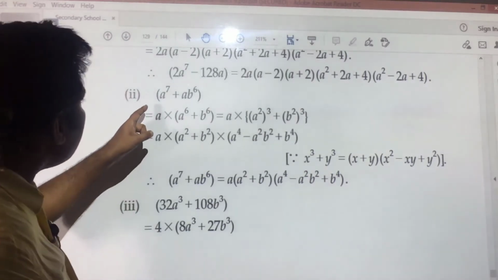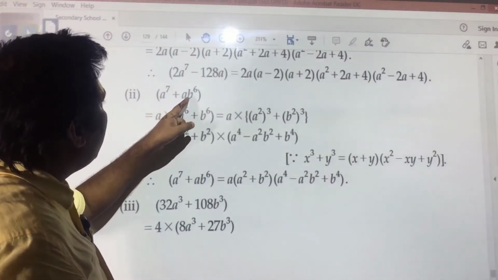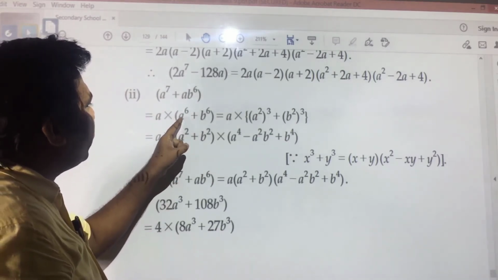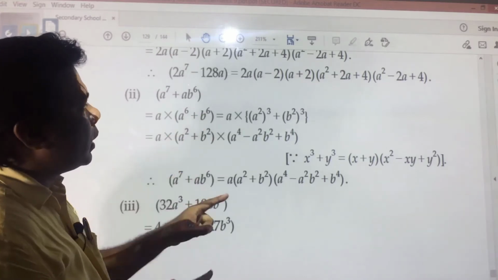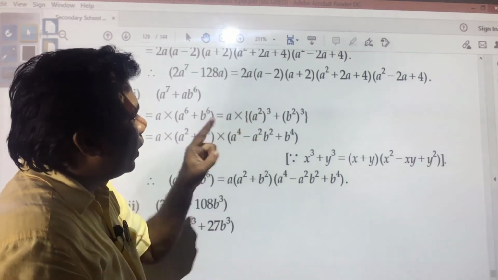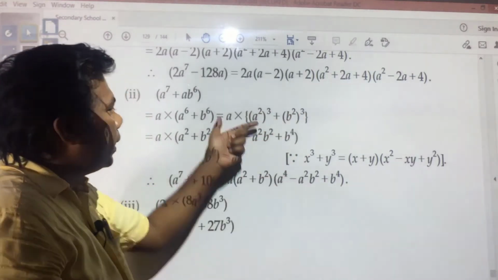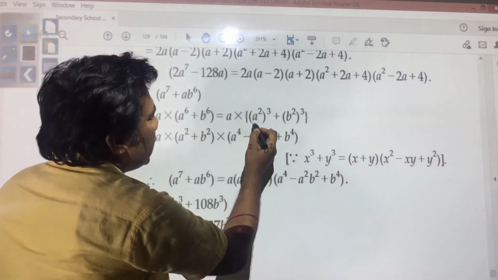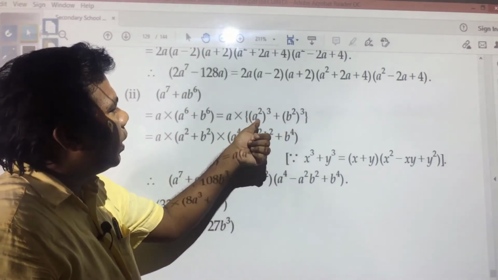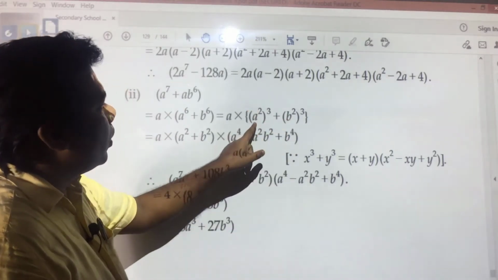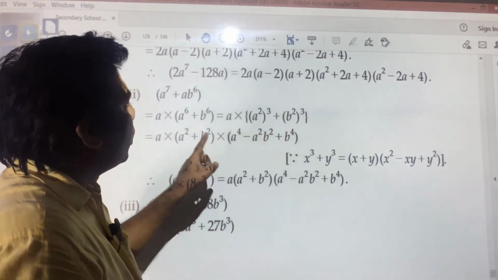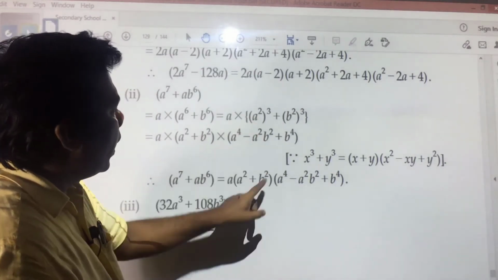Next you see a to the power 7 plus a b to the power 6. Again, what common factor can we take? a we can take common. We are left with a to the power 6 plus b to the power 6. This can be written as (a square) to the power 3 plus (b square) to the power 3, and then we have x cube plus y cube. x cube plus y cube is equal to (x plus y) into (x square minus xy plus y square). So in that you put the values and you find the answer.